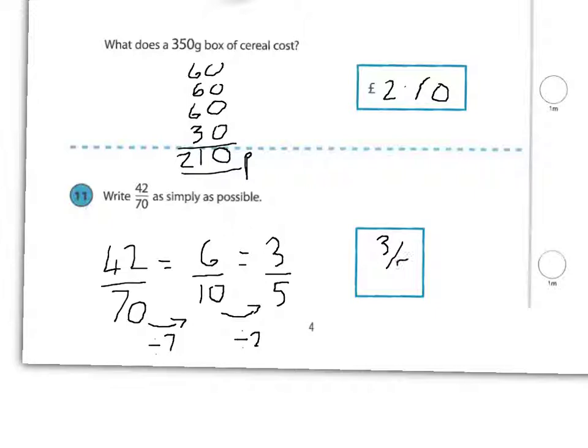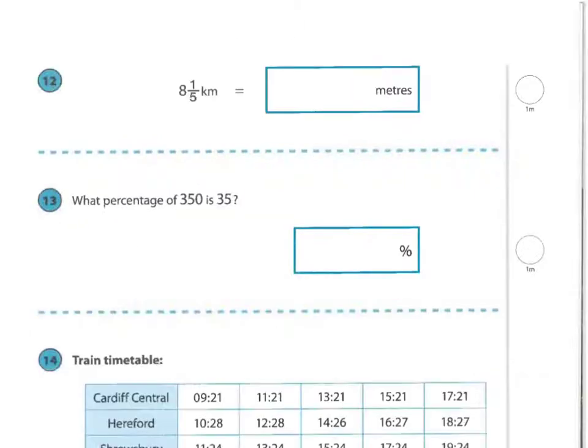So the answer will be 3/5. The highest common factor, incidentally, would have been 14, and had I divided by 14 straight off, I would have got the answer immediately. But as you can see, it doesn't matter if you don't find the highest common factor, it just means you may have to do more than one division.